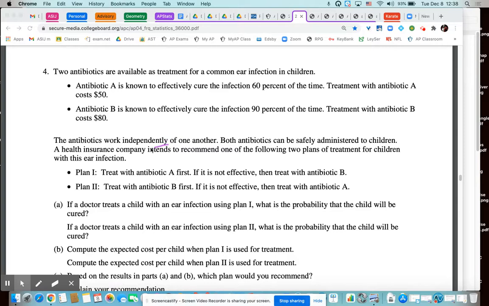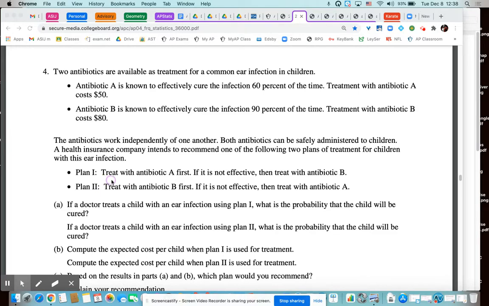Okay, so they work independently of each other. This is important. If they don't tell you this, you would probably have to figure that out on your own and make sure you talk about that. It's all about treatment for ear infections in children, and they say you can use it on children. The main point here is you have two plans.